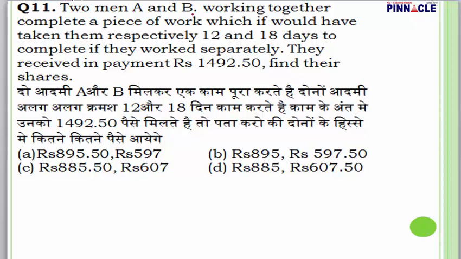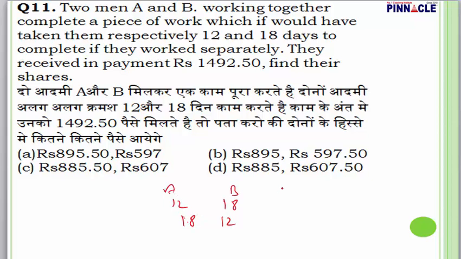Two men A and B working together complete a piece of work which would have taken them respectively 12 and 18 days to complete if they worked separately. They received in payment rupees 1492.50. Find their shares. Now A and B are working in 12 and 18 days, so their efficiency would be 18 and 12. Because more number of days means efficiency is less, this person has more efficiency.